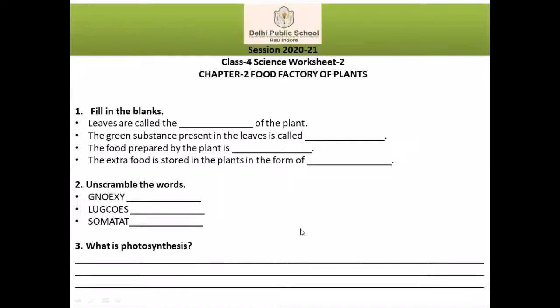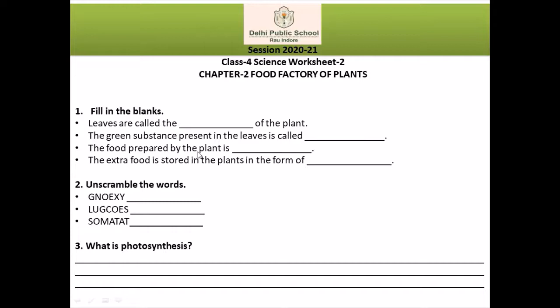Now we'll move on to our worksheet number 2. Its first question is fill in the blanks. Leaves are called the food factory of the plants. They are also known as the kitchen of the plant. Clear? Next, the green substance present in the leaves is known as chlorophyll.